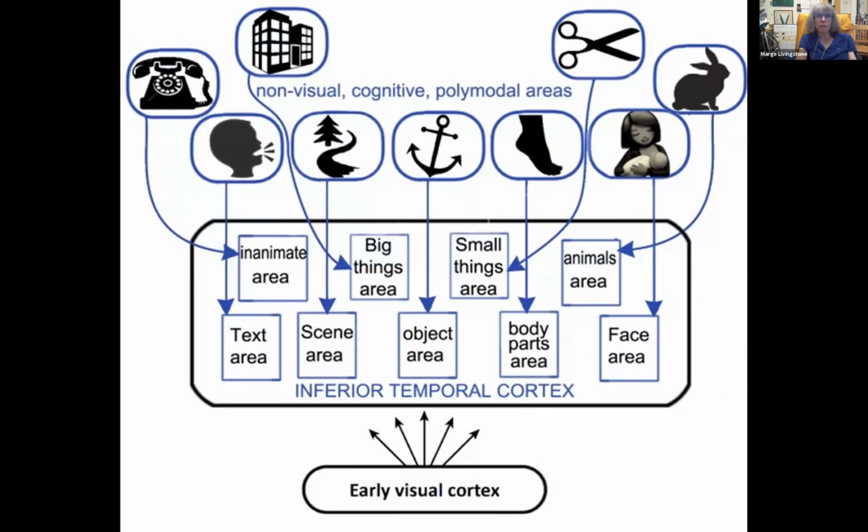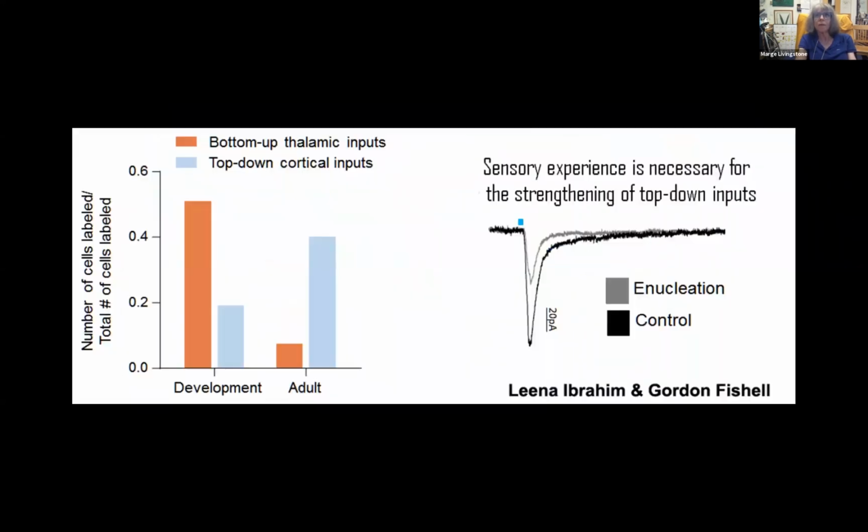I have trouble with this idea. Not the results, just the interpretation. First, because higher areas evolved later than early areas, so this idea just seems backward to me.